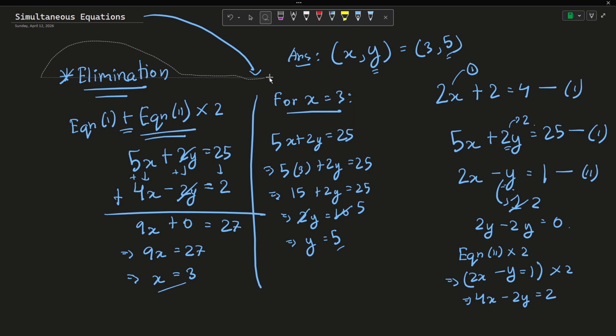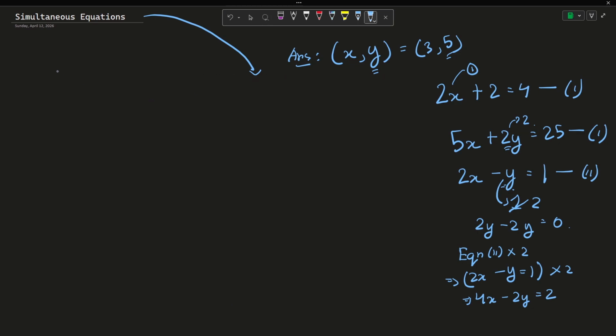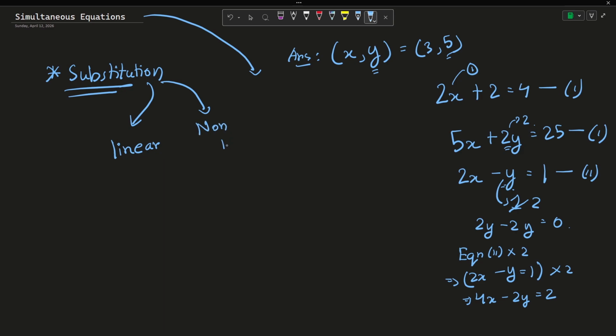Now we will be seeing the second method to solve simultaneous equations. The name of the second method is substitution. Now there is an advantage of substitution over elimination. To understand that, you will first have to understand the two types of simultaneous equations. The first one being linear and the second type being nonlinear.